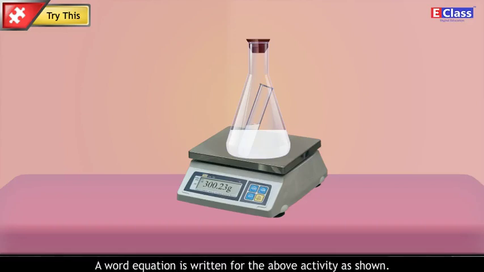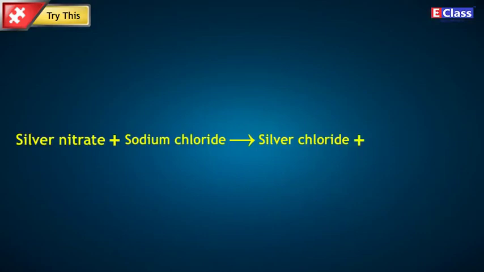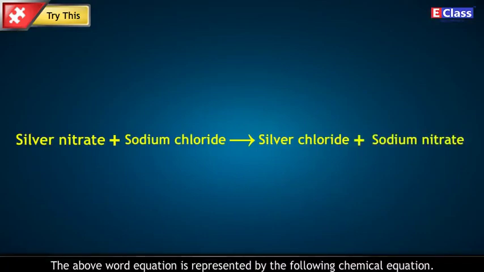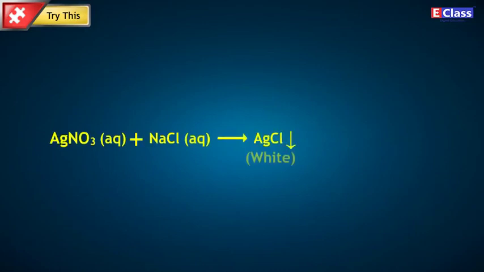A word equation is written for the above activity as shown. Silver nitrate plus sodium chloride gives silver chloride plus sodium nitrate. The above word equation is represented by the following chemical equation. AgNO3 aqueous plus NaCl aqueous gives AgCl precipitate white plus NaNO3 aqueous.